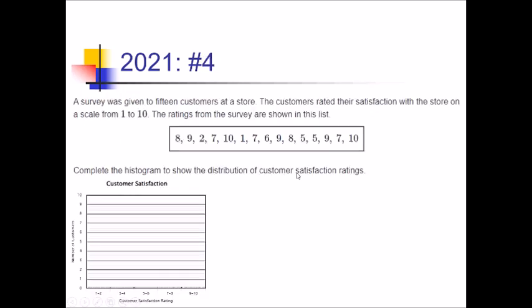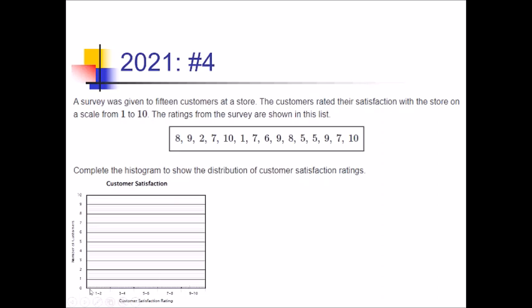On this problem, we have a survey given to 15 customers at a store. They rated their satisfaction on a scale from 1 to 10, and here are the results in this list. And they want us to just complete a histogram showing the distribution of these ratings. So probably the easiest way to do this is to put these in order and then just count up how many fall into each of these categories.